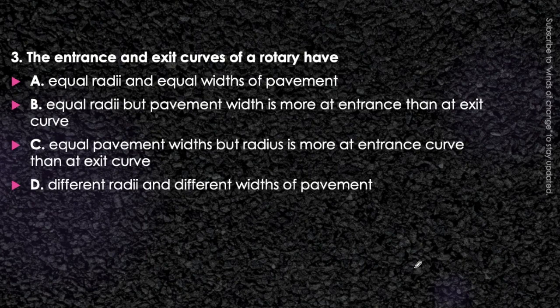Next question. The entrance and exit curve of a rotary have equal radii and equal width of pavement, equal radii but pavement width is more at entrance than at exit curve, or equal pavement width but radius is more at entrance curve than at exit curve, or different radii as well as different width of pavement. Just think about the condition of a rotary at entry and exit curves. They will be having different width. It's obvious, because it will depend upon the design criteria, and they will be having different radii also. So that is why option D will be the correct one.